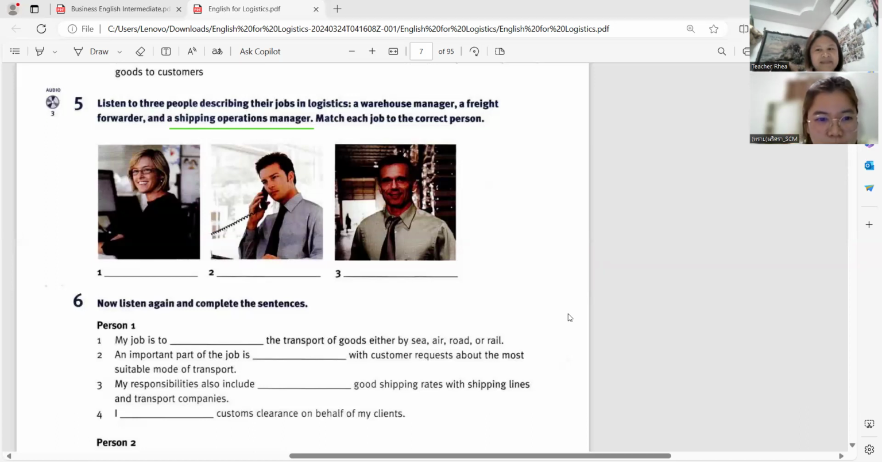Number 2 is the freight forwarder. Okay. You think that number 2 is the freight forwarder? Yes. Okay. Number 3. Speaker 3.